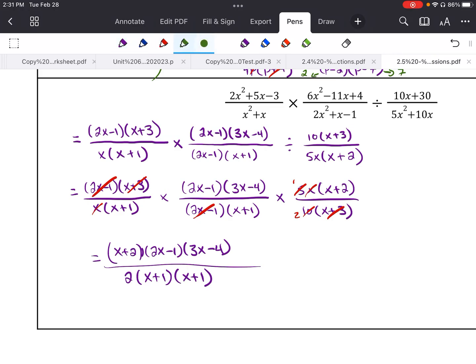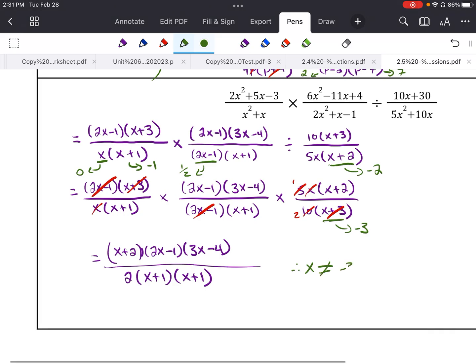Okay, our restrictions. So this has a restriction of 0, minus 1, 1/2, negative 2, and negative 3. So therefore x cannot equal negative 3, negative 2, negative 1, 0, or 1/2.